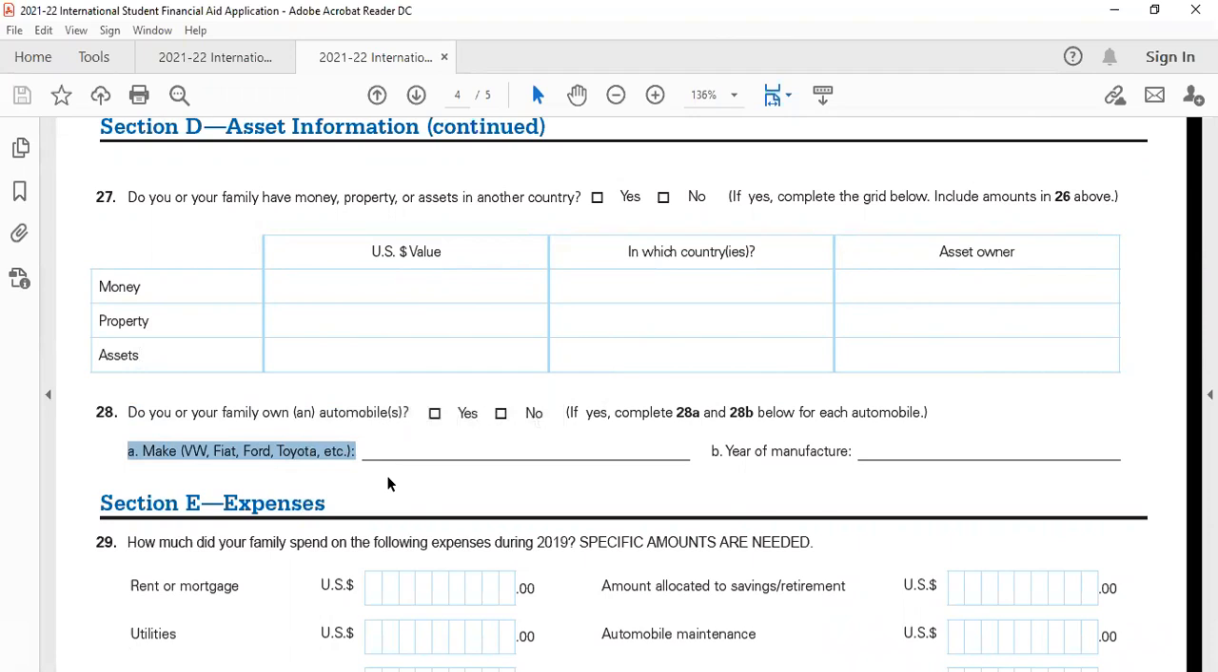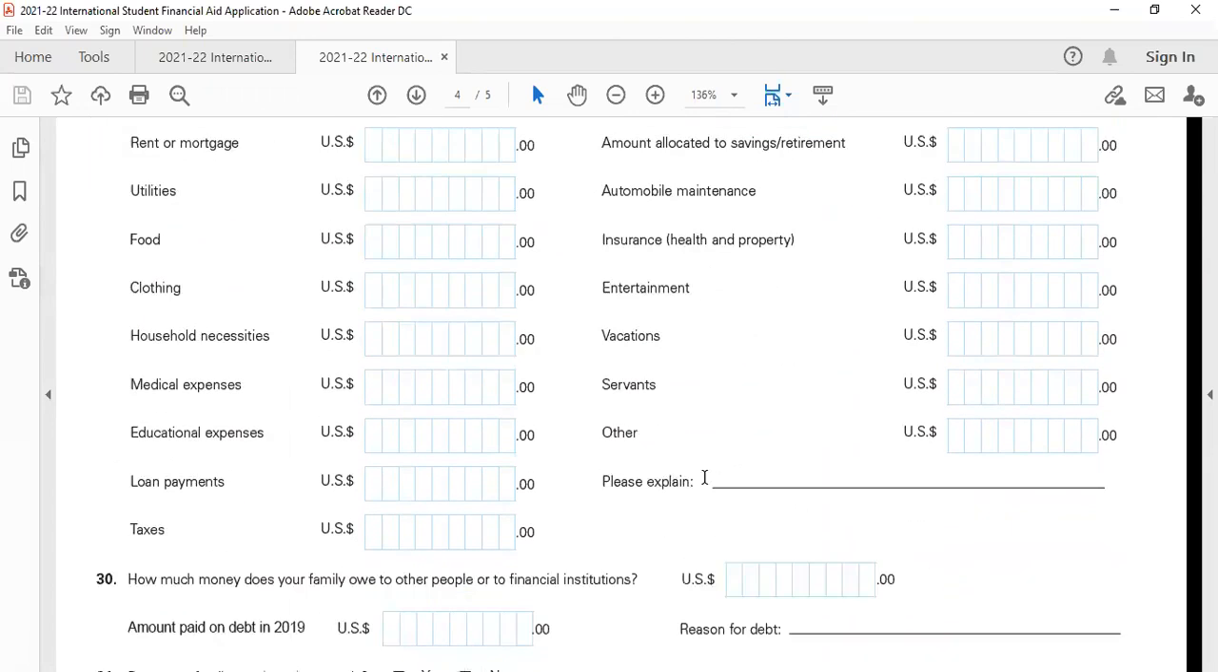What kind of a car is it? Which brand car is it, Toyota, etc.? And in which year was the car? You know, what is the year of manufacture of that car?